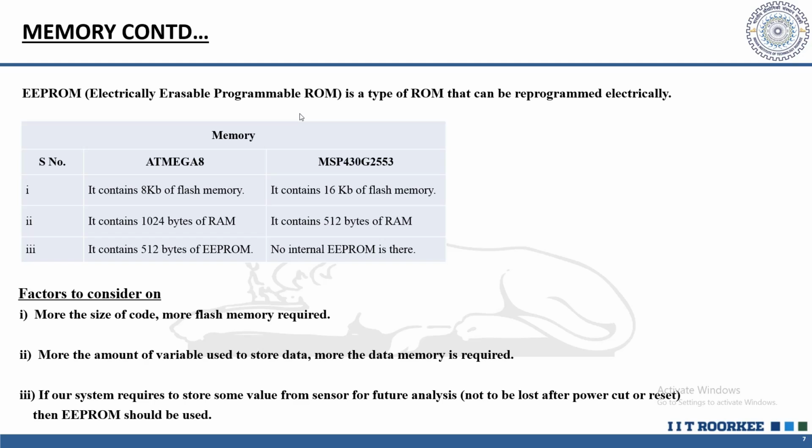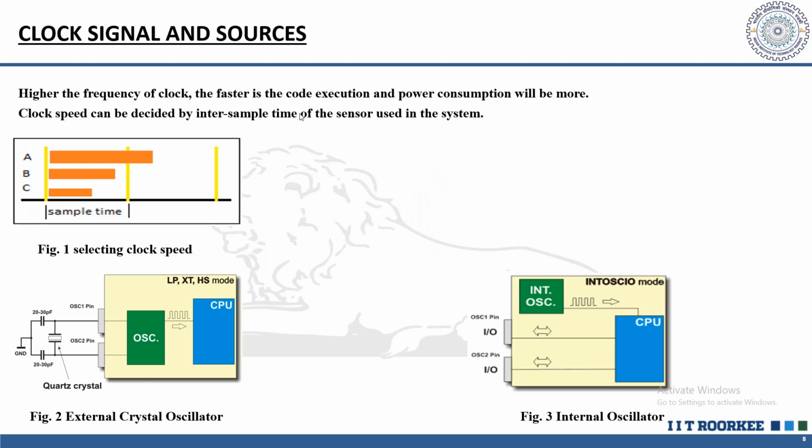Now, factors to consider: the larger the size of the code, the more flash is required, and the more variables used to store data, the more data memory is required. If our system requires storing some value from a sensor for future analysis, not to be lost in a power cut, then EEPROM should be used.